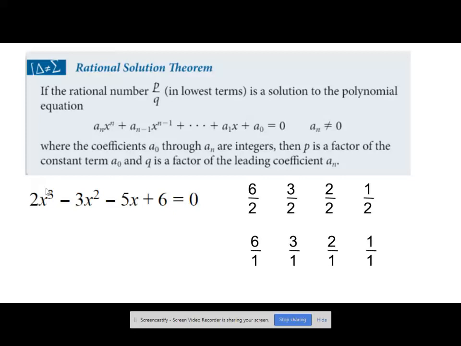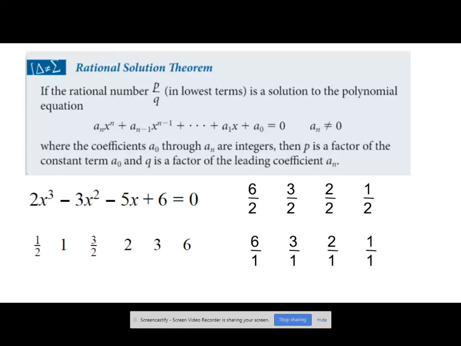And it's a cubic equation, so there's exactly 3 answers. We have 8 choices here. One thing that you may notice is that some of them are repeated. 2 over 2 is the same as 1 over 1. So it does say in lowest terms. 6 over 2 is the same as 3 over 1. And so there are some repeats in this. So really, these are our different possible answers. There's 1/2, 1, 3/2, 2, 3, and 6.